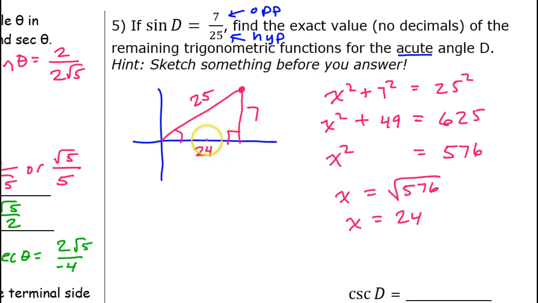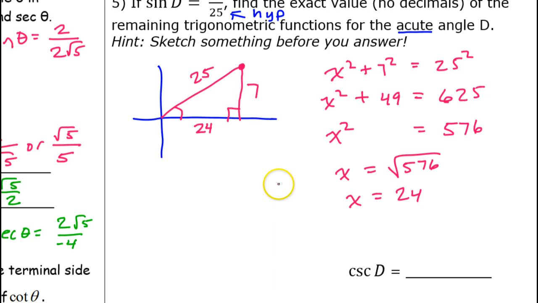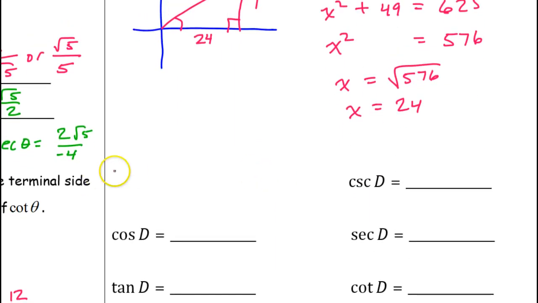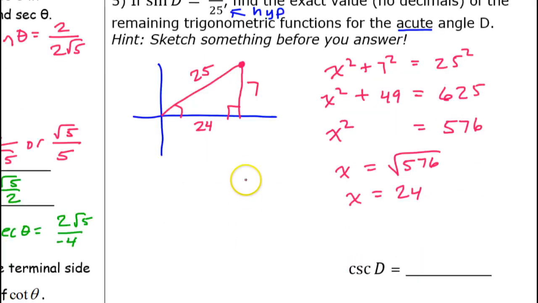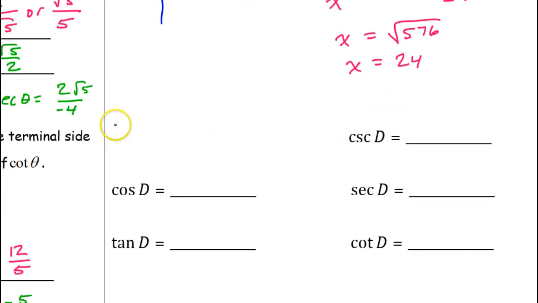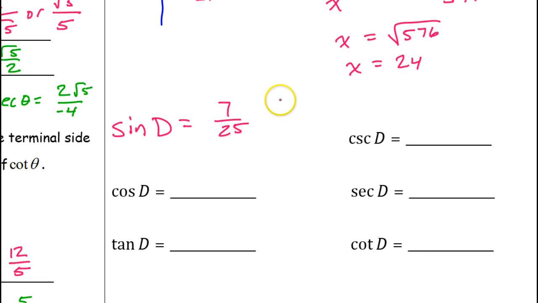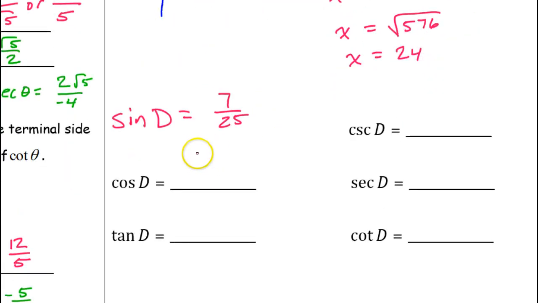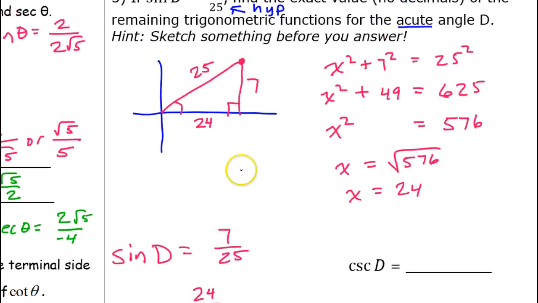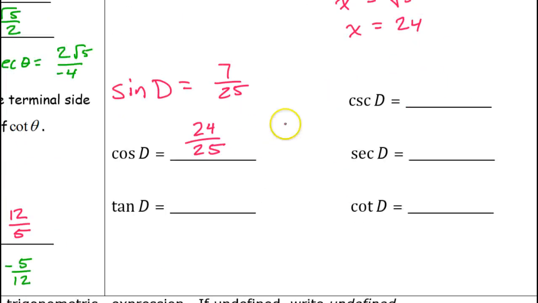Now that we have all the sides of this triangle, we should be able to find any trig value we want. They told us that the sine was 7 over 25. There's this gap here, but I'm going to write it in anyway. So sine of angle D was 7 over 25, opposite over hypotenuse. The cosine is adjacent over hypotenuse. That's 24 over 25. The tangent is opposite over adjacent, so 7 over 24.